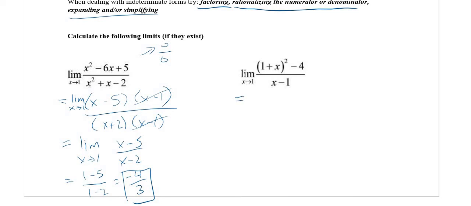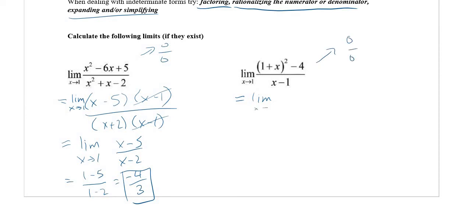In this case, we have the limit as x approaches 1 of ((1 plus x) squared minus 4) over (x minus 1). And we know that 1 minus 1 is going to be 0, so our denominator is going to work out to be 0. And up top, it's going to be 2 squared minus 4, so 4 minus 4 is 0. So again, that's going to be 0 over 0.